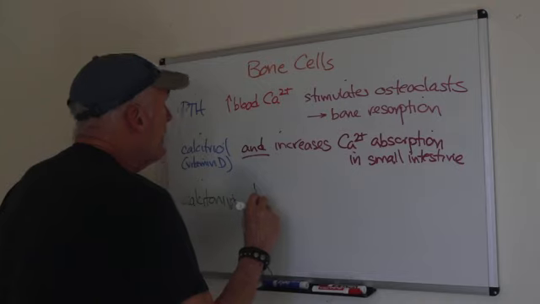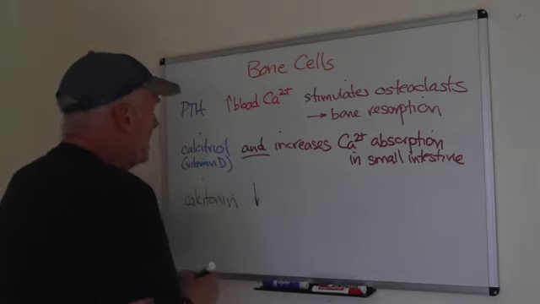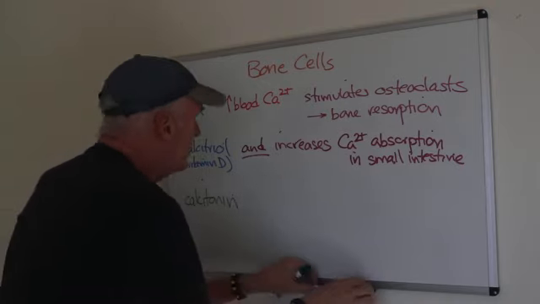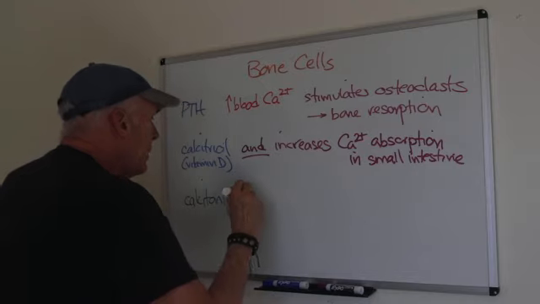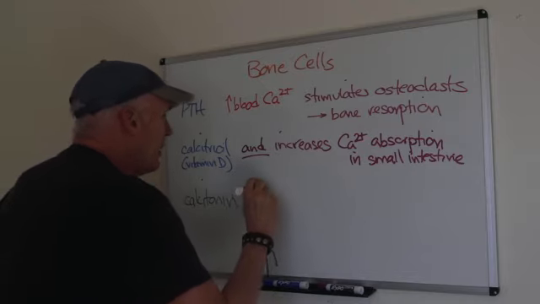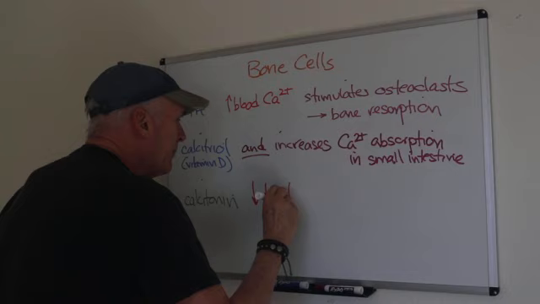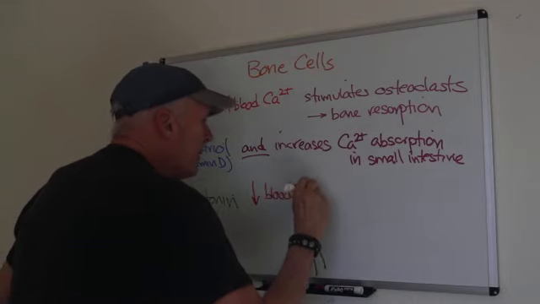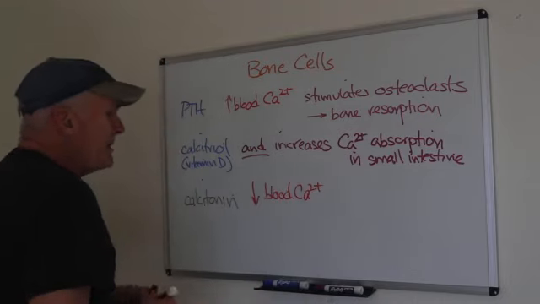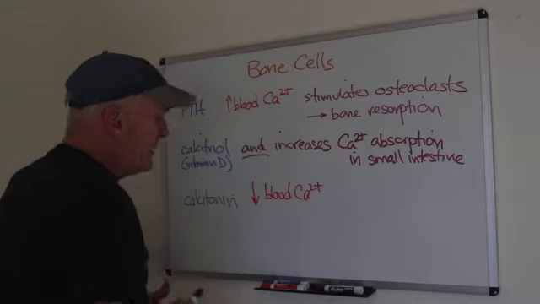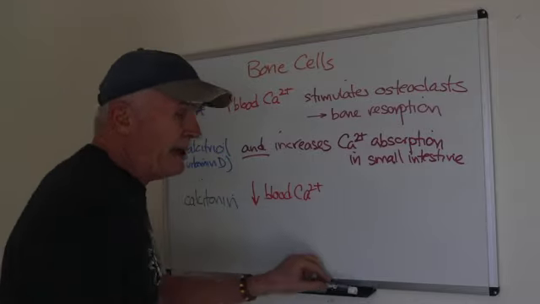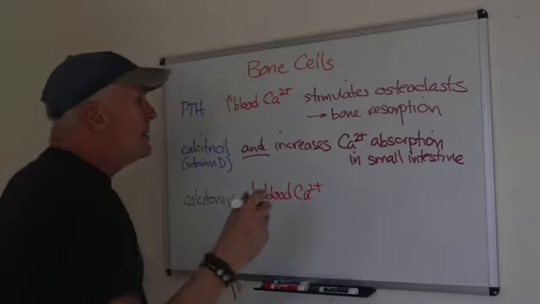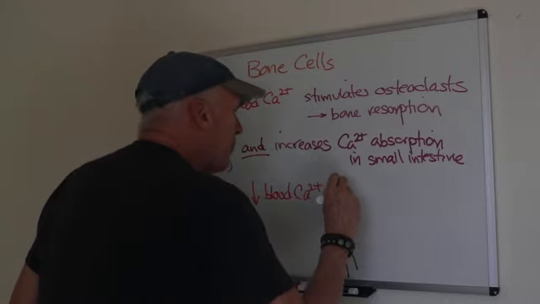So calcitonin lowers blood calcium. All right, what the heck, I guess I'll try to stay somewhat color consistent here. So calcitonin lowers blood calcium. And why do you suppose calcitonin lowers blood calcium? Where do you suppose it's putting that calcium? Yeah, so it's stimulating osteoblasts.